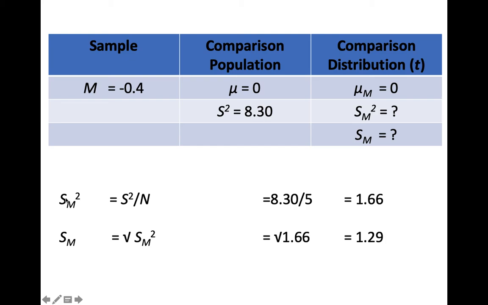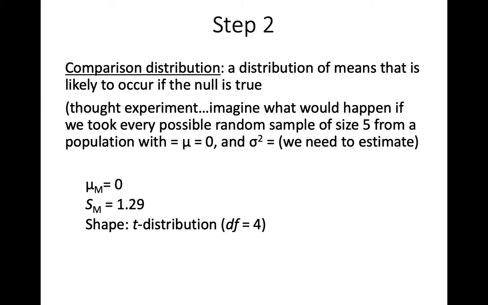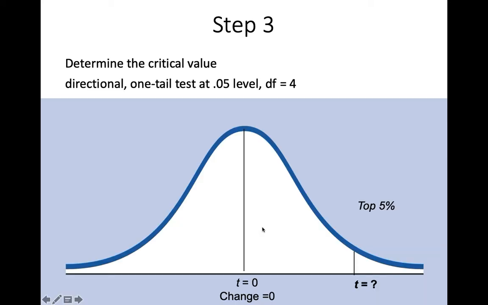So using Rule 2a and Rule 2b, same calculations as before, we get that our estimate of standard error is 1.29, and it's this estimate of standard error that we're going to use as the denominator of our t formula. So there we've got it. We've just filled in our estimate of standard error. So these are all the characteristics of our comparison distribution.